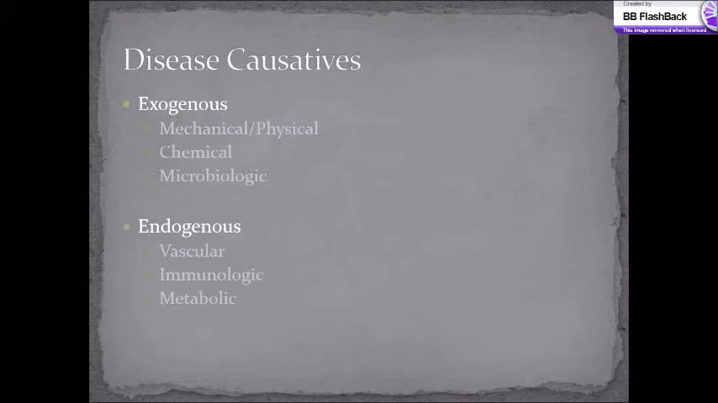The last subcategory, metabolic diseases, encompasses a huge variety of biochemical disorders. These examples could be anything from cystic fibrosis, sickle cell anemia, or Tay-Sachs, which we'll go over in more detail later on throughout the semester. These are how all the diseases can be caused.